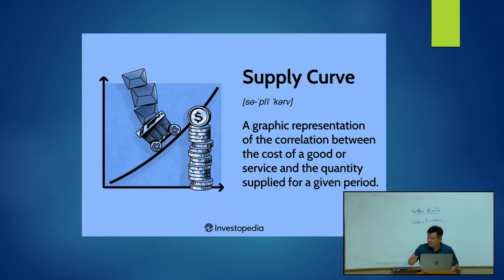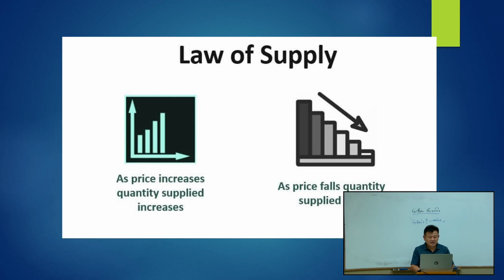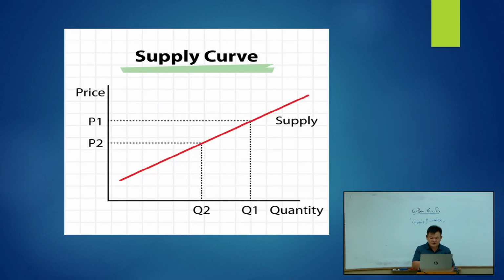So the supply curve is going up over time, and the same as the law of demand, something like this. In supply, as the price increases, quantity supplied increases. Price increases, quantity increases. Price falls down, quantity supplied falls. Same thing. This is the supply curve.